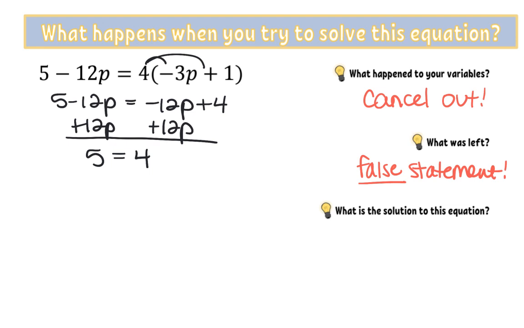So when you come across these problems where all your variables cancel out, you really have to follow through to find out, does it leave you with a true statement or a false statement? True statements mean that you have all real numbers, and false statements mean that there is no possible solution to this equation.